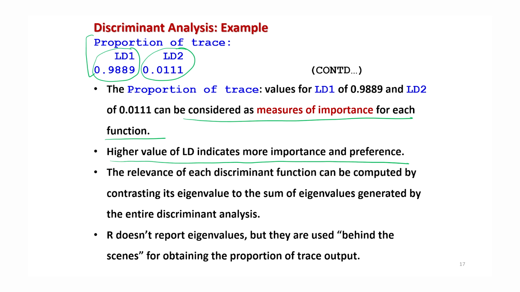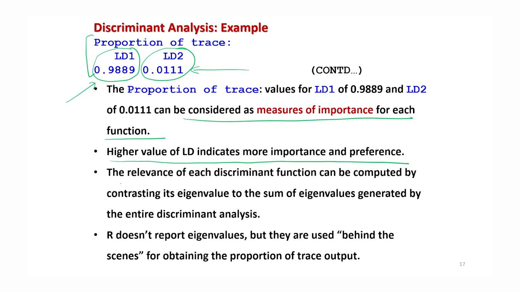Obviously, if you try to see here, the proportion of trace in LD1 is 0.9889 and the proportion of trace in LD2 is 0.0111. So the proportion of trace in LD1 is much higher in comparison to LD2. So this LD1 is going to be the preferable linear discriminant function.